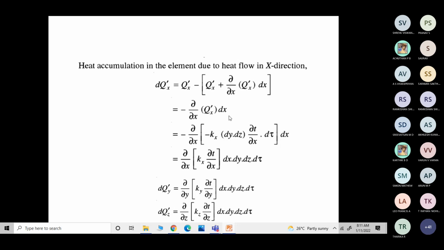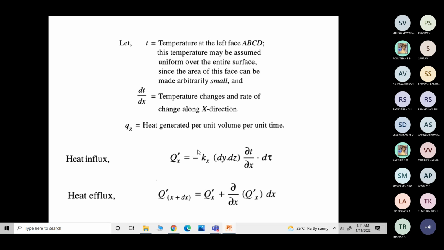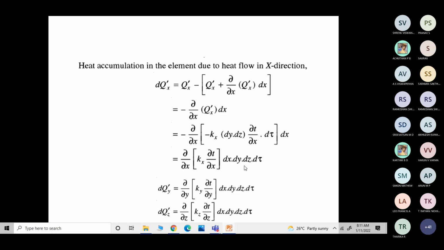So when you substitute this, we know that qx dash and qx dash get cancelled, so the minus sign enters inside: minus of dou by dou x of qx dash into dx. Substituting qx dash here, we know that qx dash is minus kx into dy dz dou T by dou x into dou T.